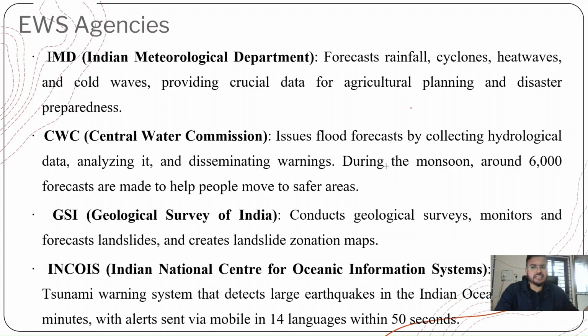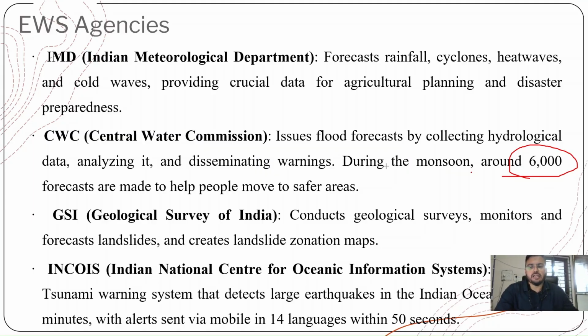Some EWS agencies in India are IMD, the Indian Meteorological Department, which focuses on rainfall, cyclones, heat waves, cold waves, and provides very crucial data for agricultural planning and disaster preparedness. Another agency is the Central Water Commission, which issues flood forecasts by collecting hydrological data. It analyzes that data and disseminates warnings. During the monsoon season alone, around 6,000 forecasts are made to help people move to safer areas.